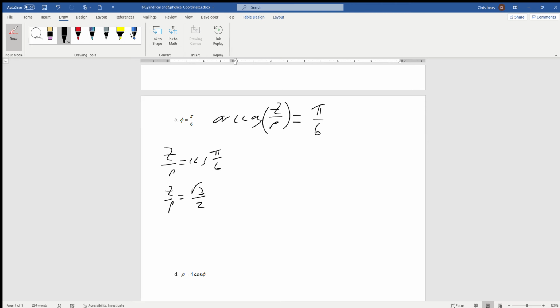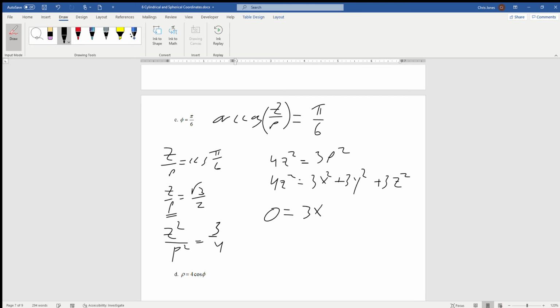And then I'm going to square both sides of this. The reason I'm going to square both sides is because of the rho. I like to convert back into Cartesian coordinates, and we have to have rho squared. So if I square both sides, z squared over rho squared is going to be equal to 3/4. We're getting closer. I'm going to multiply both sides by 4 rho squared. So we get 4z squared equals 3 rho squared. Now we can convert rho squared. So we get 4z squared equals 3x squared plus 3y squared plus 3z squared. Then we can subtract the z squared from the left-hand side, set it equal to 0, and we end up with 0 equals 3x squared plus 3y squared minus z squared. That's probably the most simplistic form that we can get.